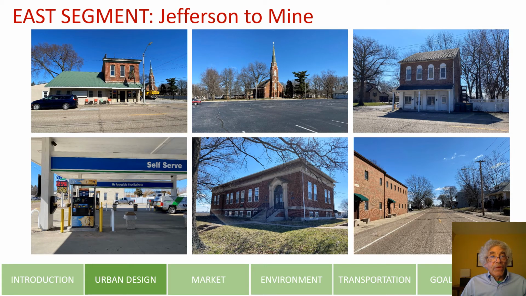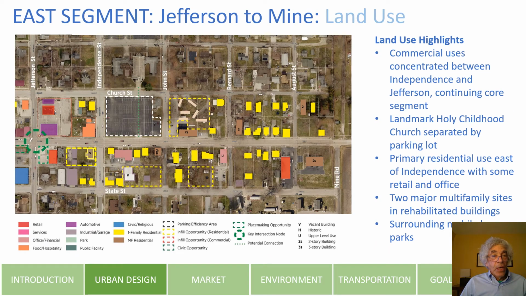Finally, we come to the east segment of the street, where we transition from the commercial core to again a more residential feeling as we begin to leave town. So the block between Independence and Jefferson is still largely commercial. Then we transition to a more residential environment, punctuated by the large parking lot for Holy Childhood Church. And one thing that presents itself as an interesting opportunity is the possibility of engaging this incredibly beautiful church more directly to Main Street by a minor redesign of that parking lot.